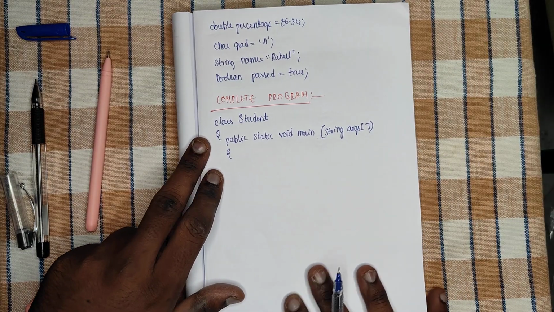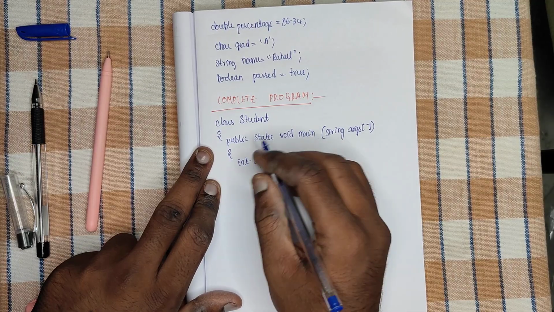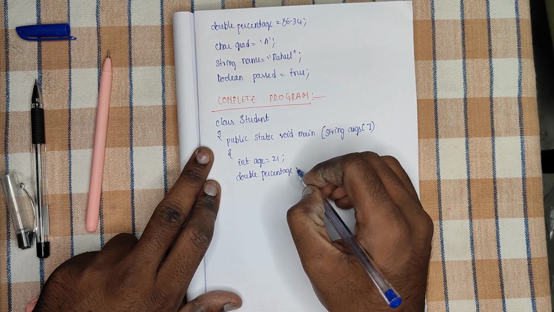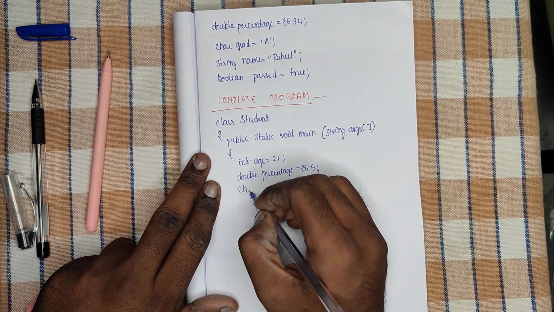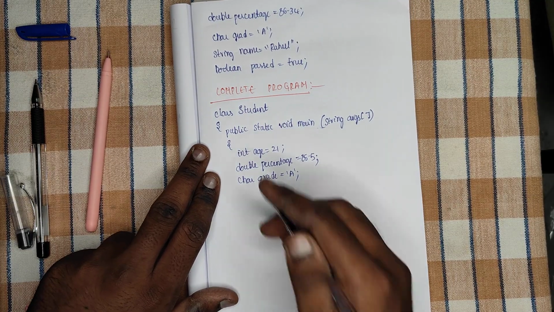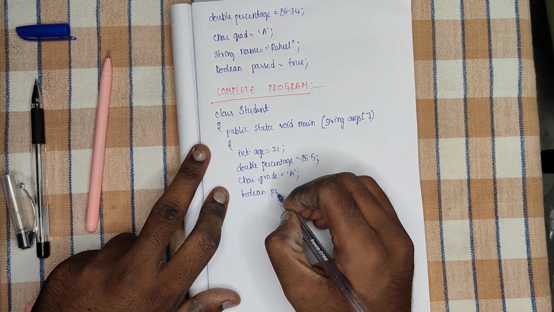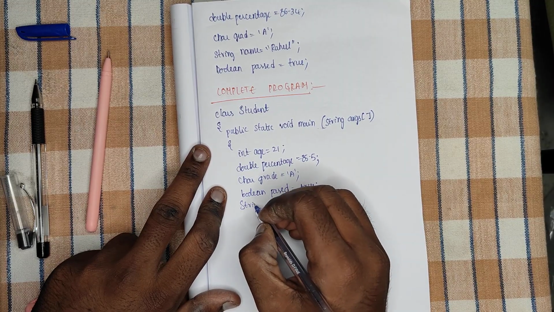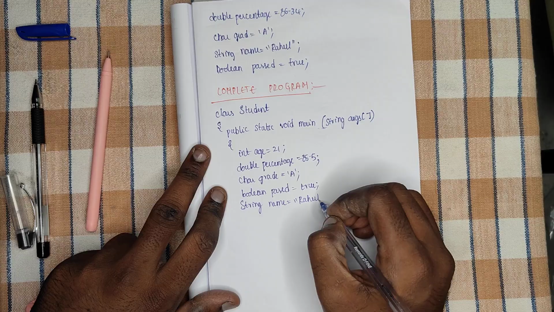I'm writing like this. So what we have discussed: int age is equals to 21, double percentage is equals to 85.5, just assume, as it is our program. For grade, char is used. So is he passed or failed? Boolean passed, true. String name is equals to Rahul.